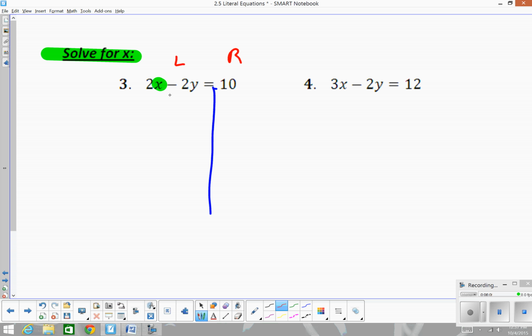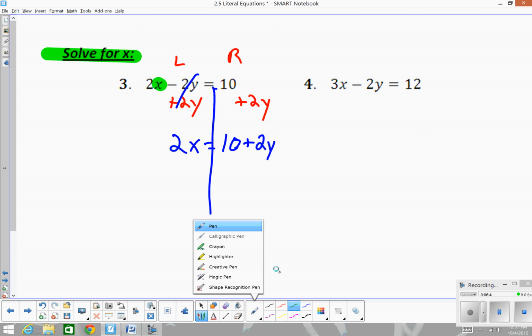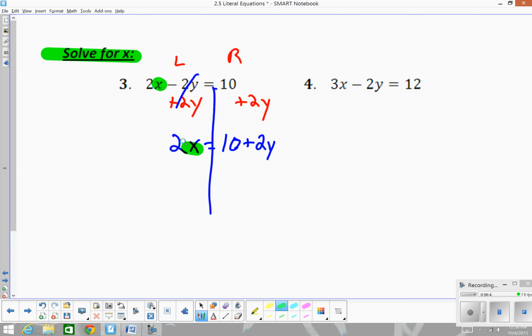So how do I move that negative 2y over? I have to add it because it's being subtracted. Add 2y. Awesome. So when I go ahead and simplify, I'm left with 2x equals 10 plus 2y, right? Just write it next to each other. Awesome. Now, in the other prior examples, I would be done. But I'm not done because this x is not isolated. It's not by itself just yet.